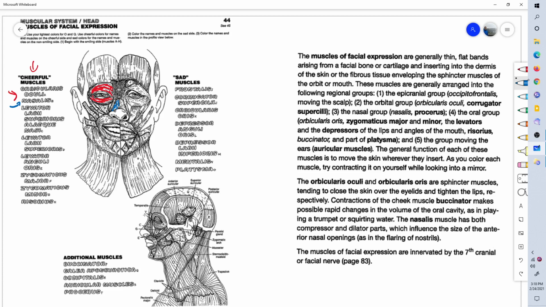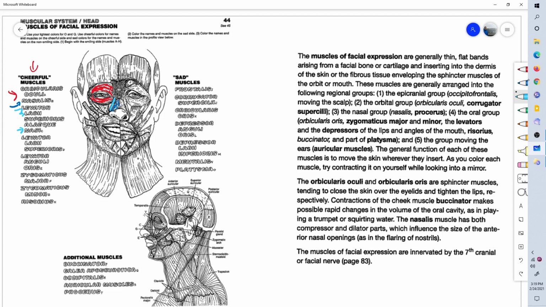The levator labii muscle, labii means lip. And so the levator labii is going to lift, raise, elevate the lip, and also the levator labii superioris alaeque nasi. It raises the lip and the nose. It raises both of them. Like the Elvis Presley snarl is what you get when you contract that muscle.